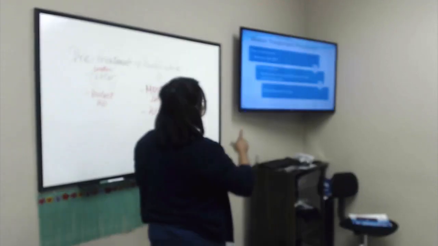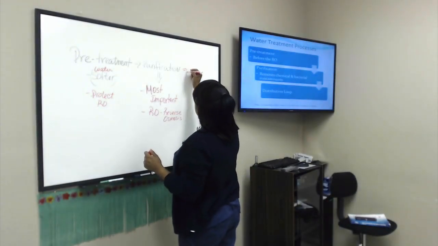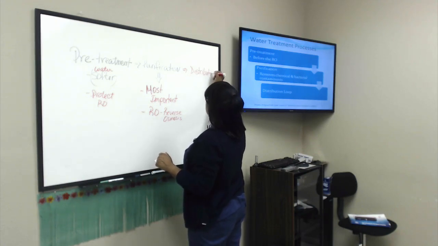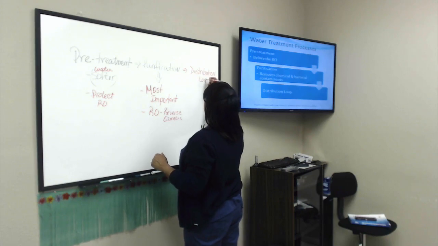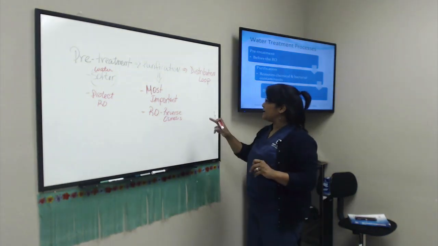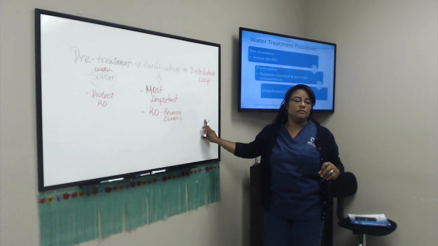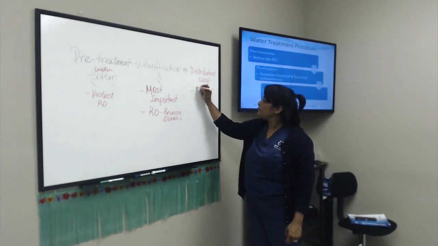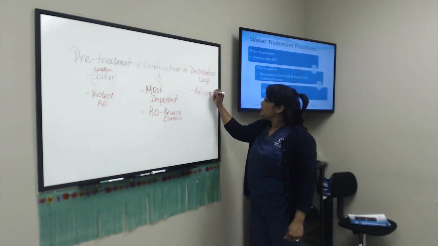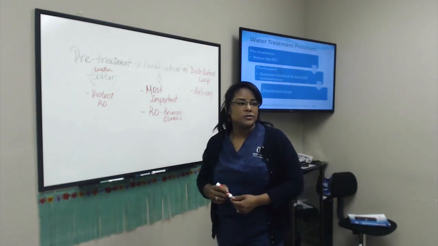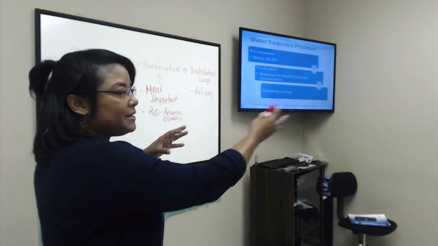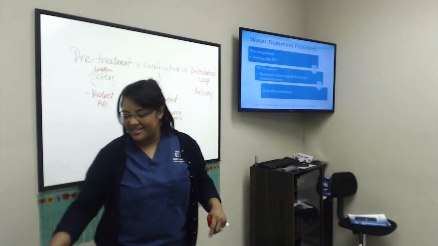Okay? And then we have the distribution loop. If you guys understand this, you're going to be ahead of the game. The distribution loop is just the delivery system, okay? It's how that pure water is going to be delivered. So the distribution loop is the pipes. Okay, let's continue.